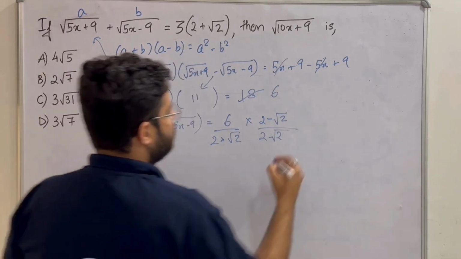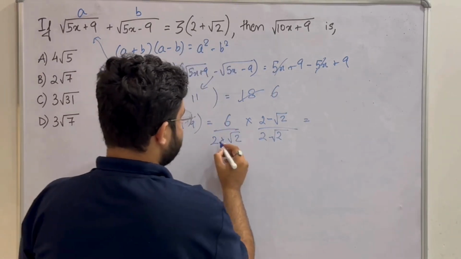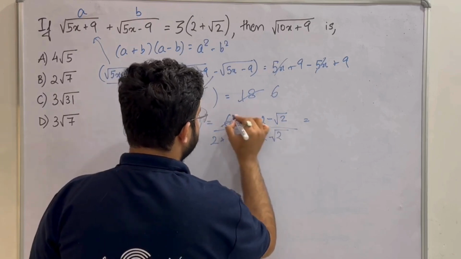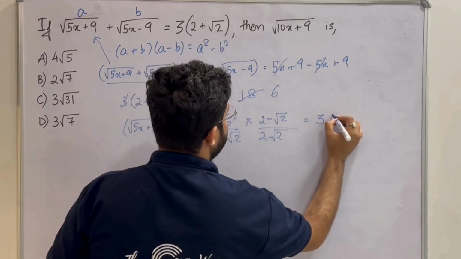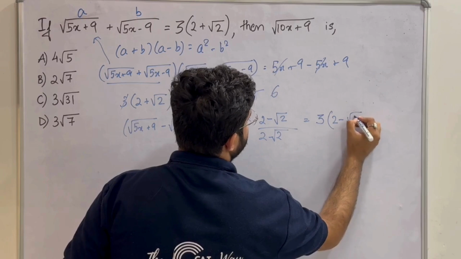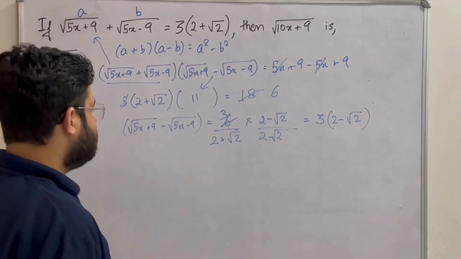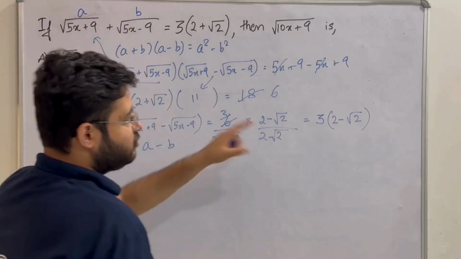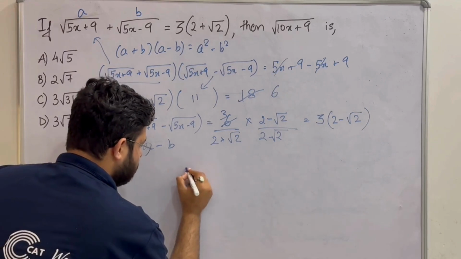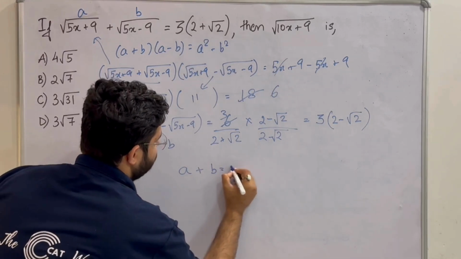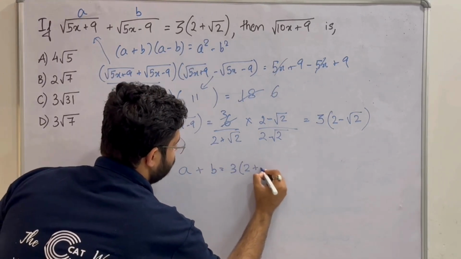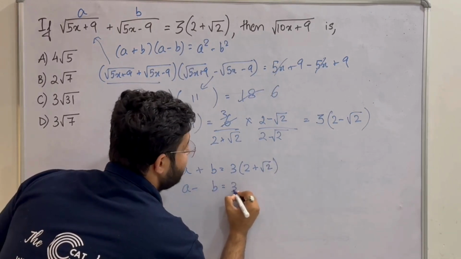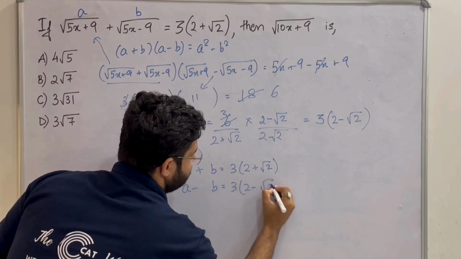Correct? Upon solving, what do we get? See, this will be 4 minus 2, that is 2. So 2 takes over here, this goes 3, and this becomes 3 multiplied by 2 minus root 2. Correct? So basically what do we have here now? That a minus b is equal to 3 times of 2 minus root 2. So we have a plus b as equal to 3 times of 2 plus root 2, and a minus b as equal to 3 times of 2 minus root 2.